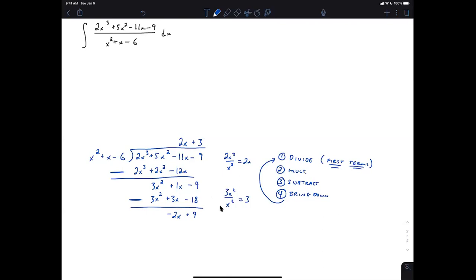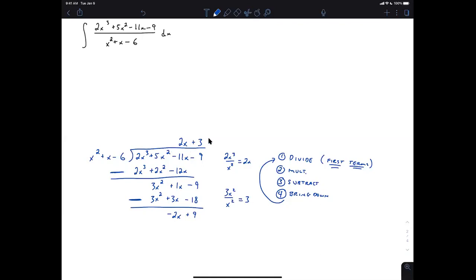Okay, so now you actually stop, and the time that you know to stop is whenever you're down here, when the degree of this is less than the degree of the divisor. Like when we got down here, we had 3x squared, the degree here is 2, the degree here is 2. They're the same, so you keep going. If it's less, then that's when you stop. So this is now degree 1. That's less than the x squared degree, which is degree 2. And so now we stop.